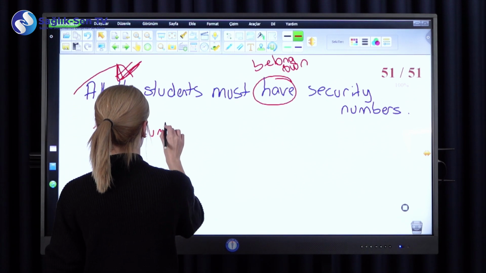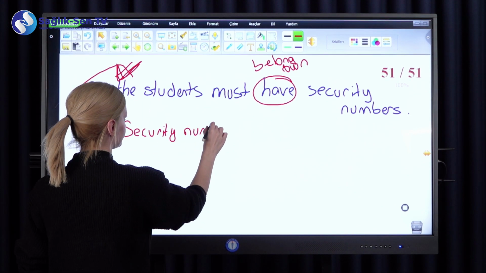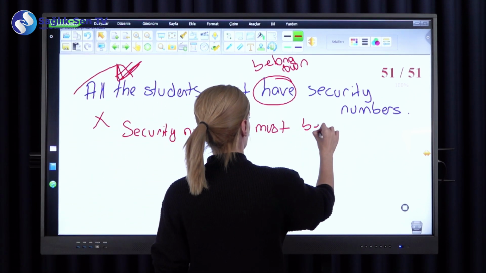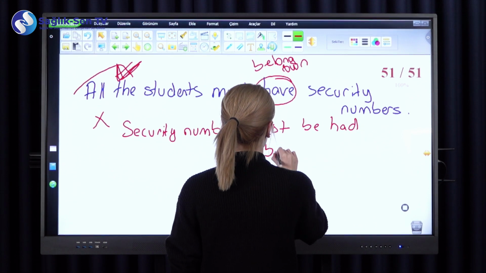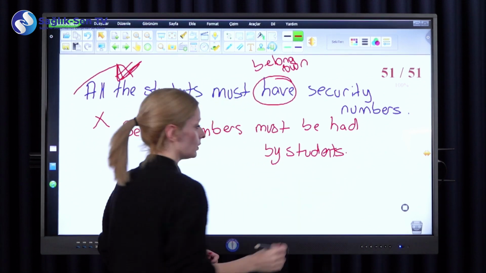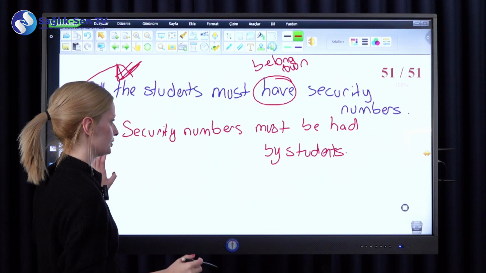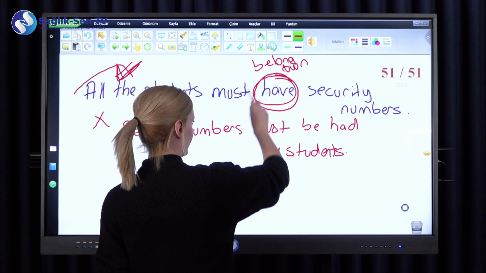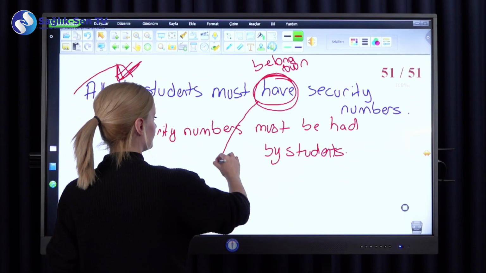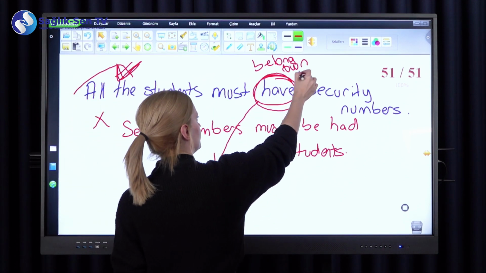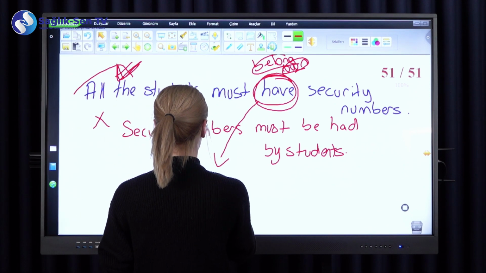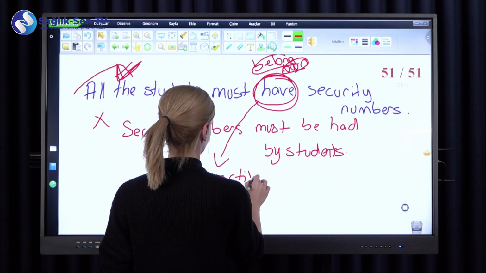Security numbers must be had by students. This is completely wrong. There is no such thing in English. We don't use have while we're talking about passive voice when we're using it in the meaning of own, belong. This is also an intransitive verb.